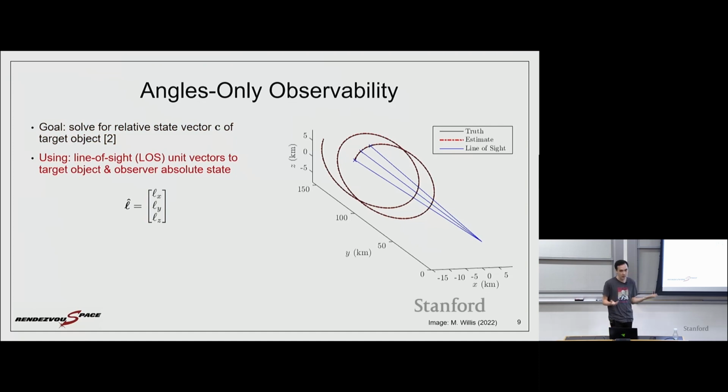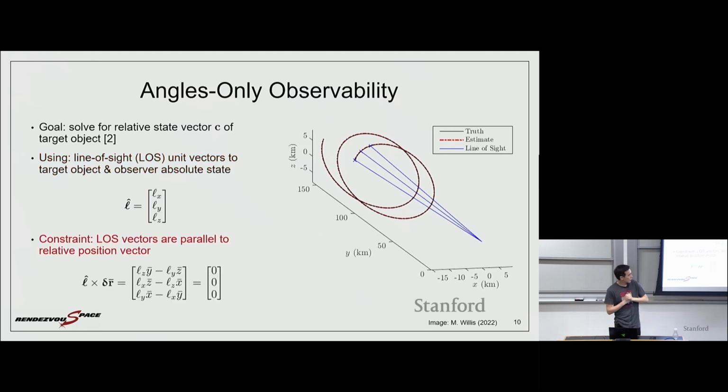So yeah, we have these vectors L, which we're trying to use to solve for the 6-dimensional state of our target object. And let's assume for now that we know the observer's absolute state through GPS or something like that. So we're just trying to do relative navigation for our distributed space system. So we have a constraint we can work with in that we know that these line of sight measurements are going to be parallel to the relative position of the target, sorry, in the observer's reference frame. So if we do the cross product between these line of sight measurements and the relative position, this delta R quantity, we know that this equals 0 because those two things are parallel.